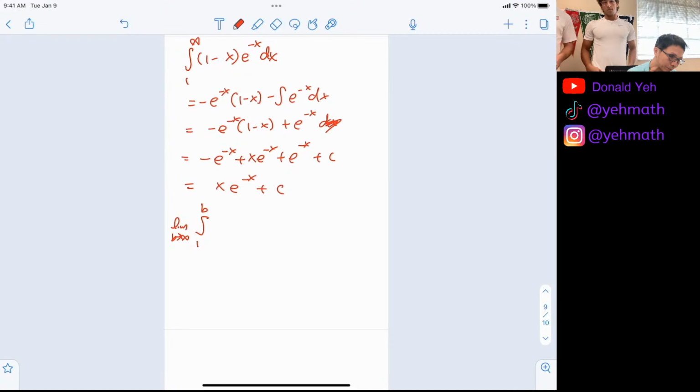Why did you plus c? Well, that's just a definite integral. So what we're going to do is the integral of 1 minus x e to the negative x dx, and that's going to give you the limit as b approaches infinity of x e to the negative x between b and 1. Yeah, because you plug it down.